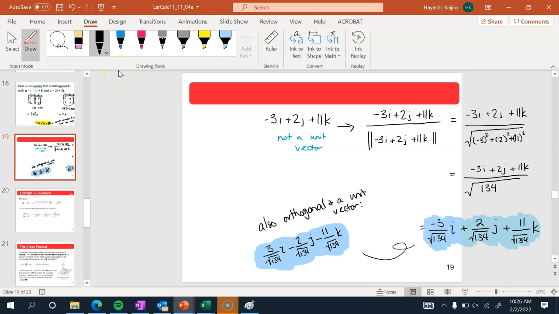Because this is just the negative of that vector, it will also have those properties.